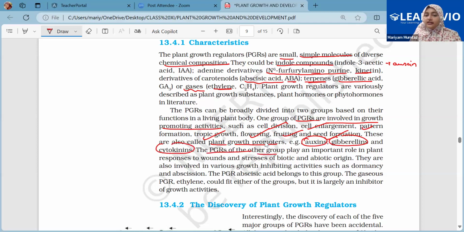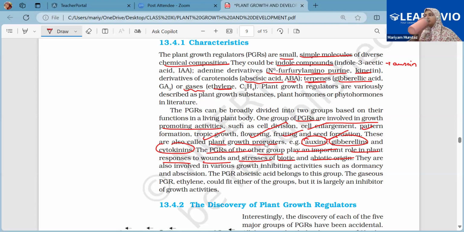The PGRs of the other group play an important role in the plant responses to wounds and stresses of biotic and abiotic origin. So, the other group of hormones act or perform when there is a stressful situation for the plant, also when the plant gets injured, or in the case of senescence, when the plant is undergoing a period of, you can say, old age. So at that time, a different set of hormones, PGRs, would act, and those are the plant growth inhibitors. And the best example for that is abscisic acid. They are the ones that inhibit the growth activity.